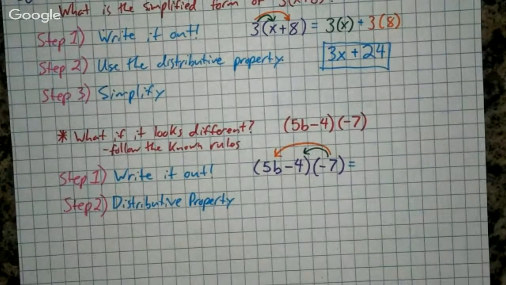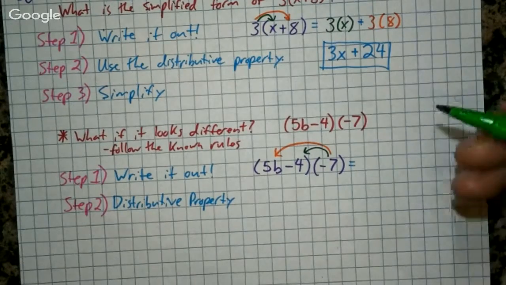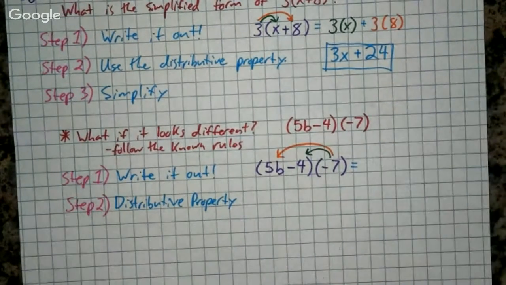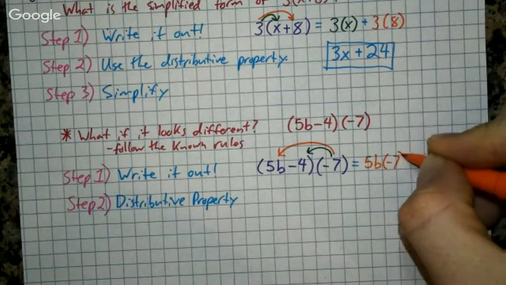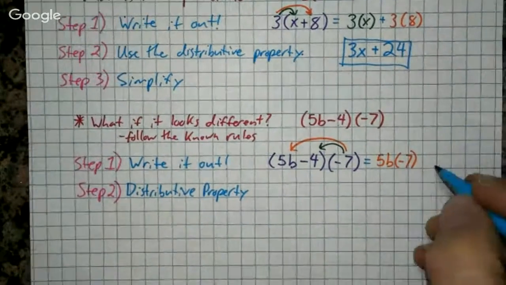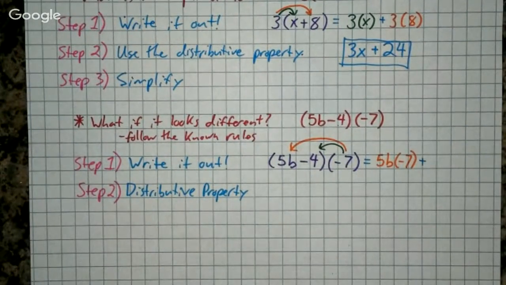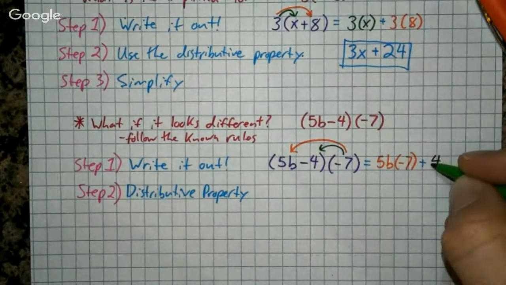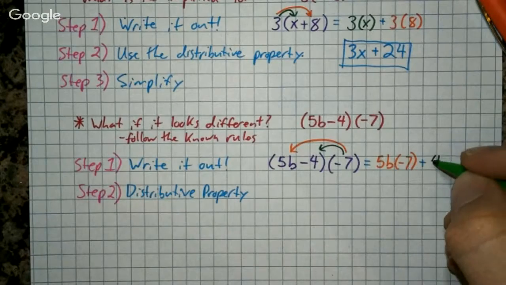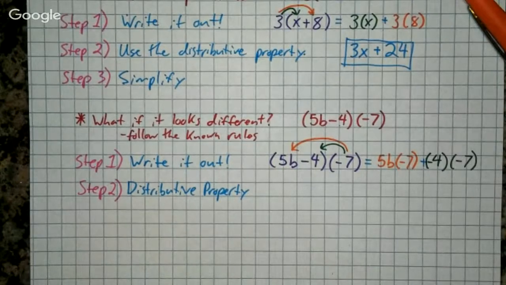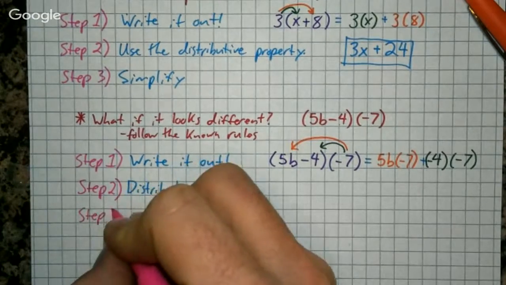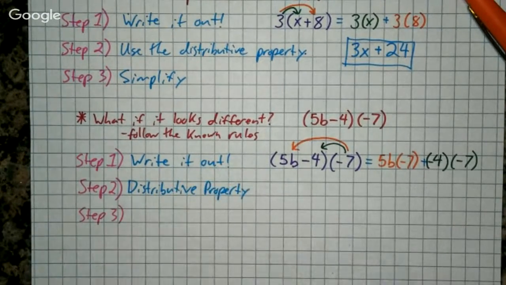And this will then equal 5b times -7 plus -4 times -7. And then step 3 of any math problem is to simplify.